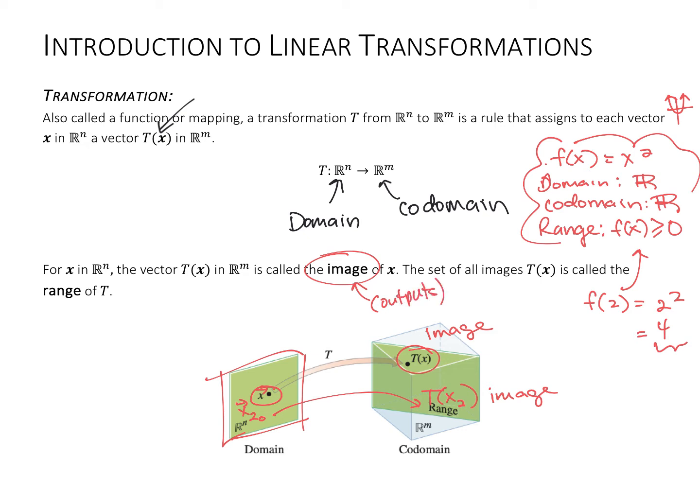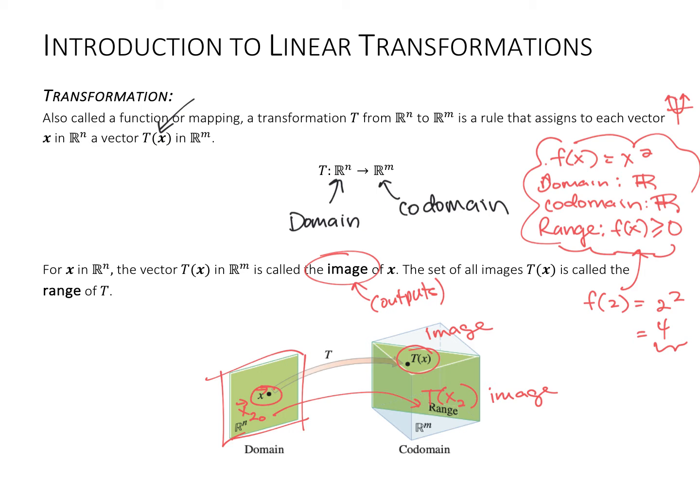Again, half of linear algebra is just a new language where we call new names to the same ideas that we've already had, but we're going to elevate and upgrade them. So our set of images is called the range, as we would traditionally think of it. In that x squared example, the possible outputs are only the positive real numbers, so it's a subset of our codomain.